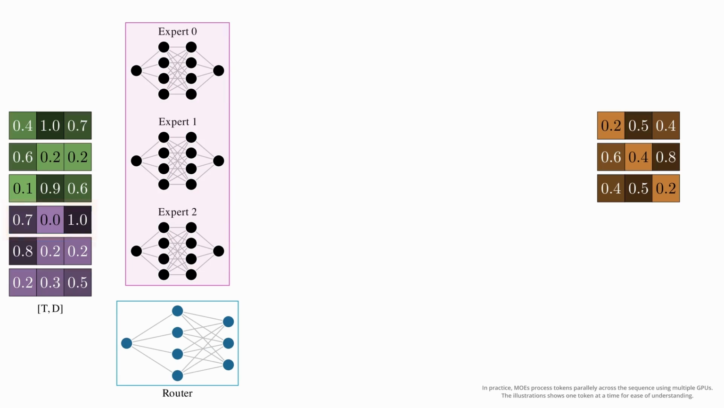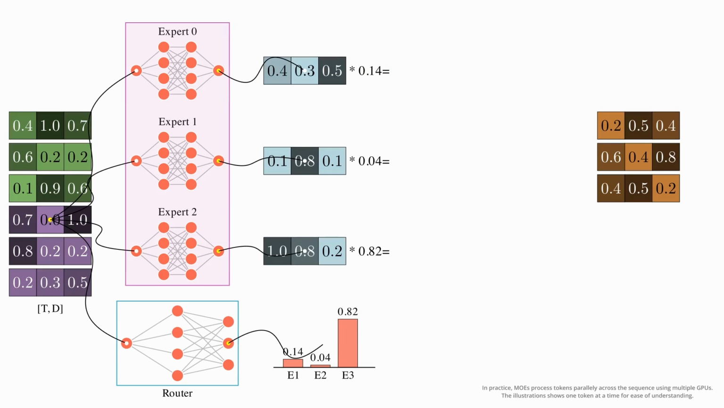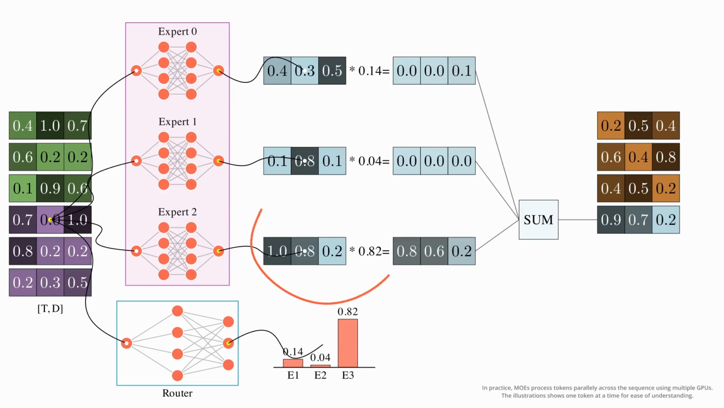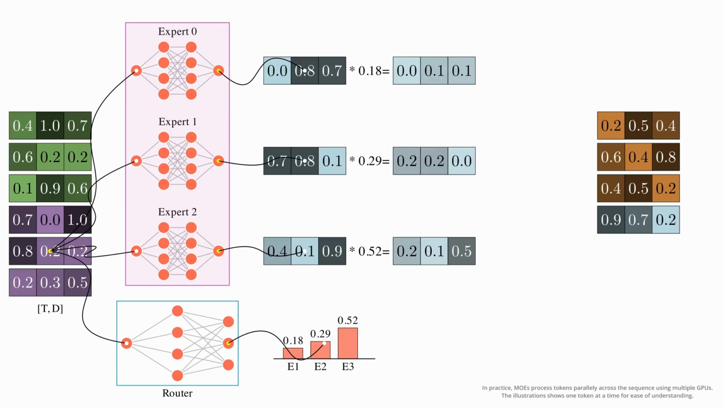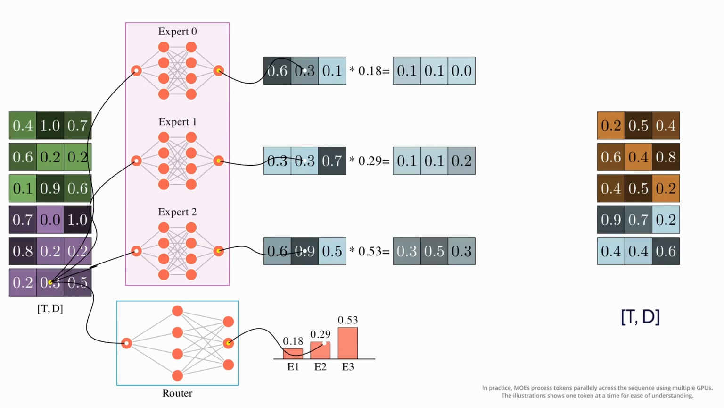So if the router output for a specific token has a high value, say 0.8 for expert 2, that expert also has 0.8 times contribution to the final embedding. By doing this weighted sum over all experts, we finally get back our desired T, D embeddings, which is exactly what the previous feed-forward layer from the vanilla LLM was giving us. And just like that, we have replaced a feed-forward layer with a dense MOE.